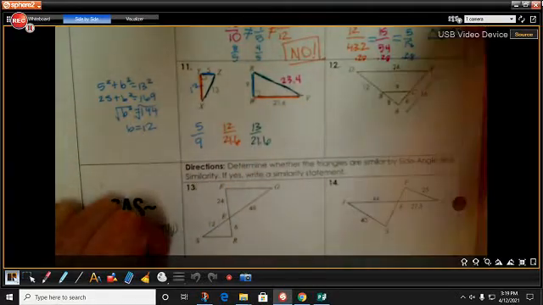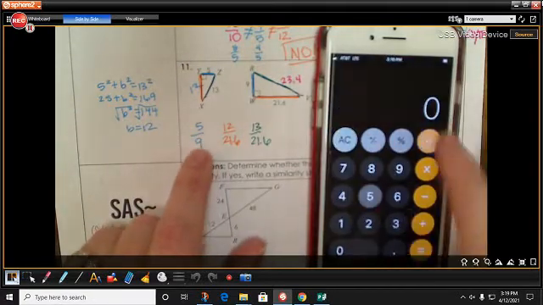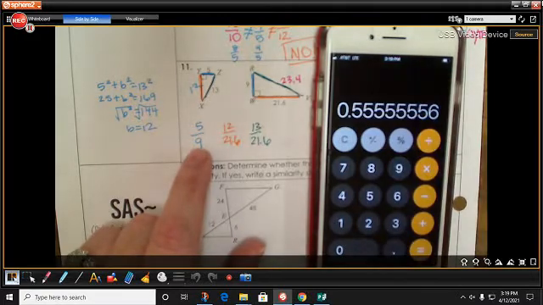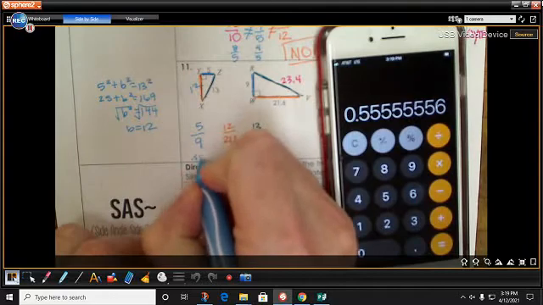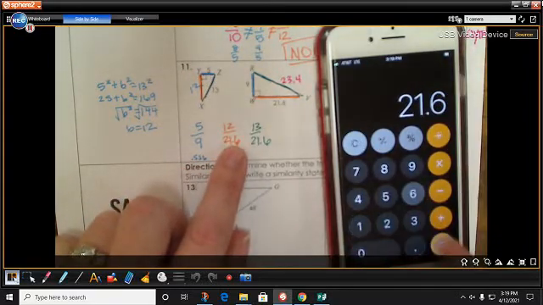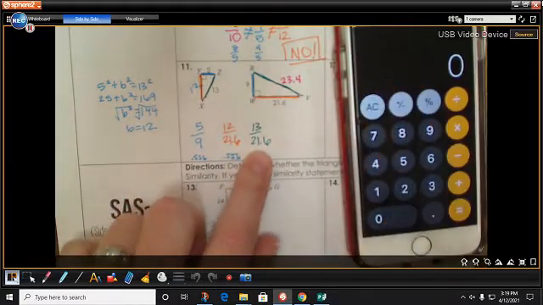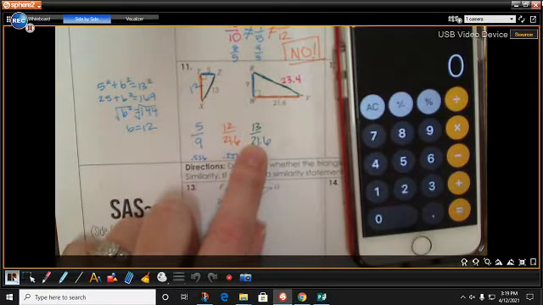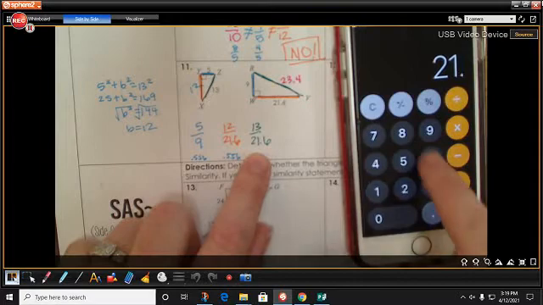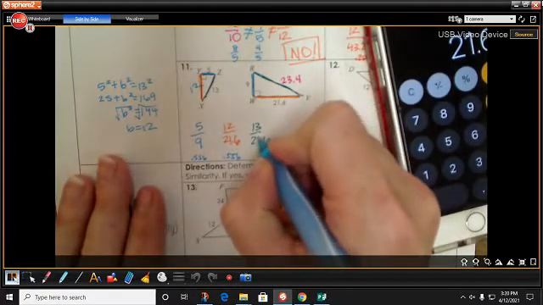And so let's see if these ratios are all the same. So 5/9 is 0.556. Well, 12 divided by 21.6 is also 0.556. So I'm partway there, but all three of them have to be proportional. So if I do 13 divided by 21.6, oh, sorry, that shouldn't have been 21.6. That should have been 23.4.